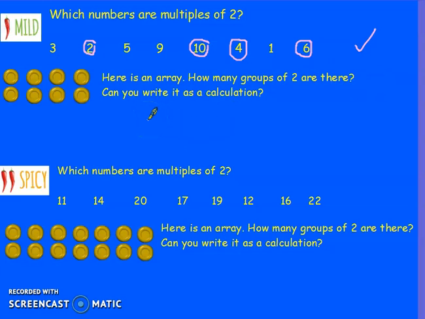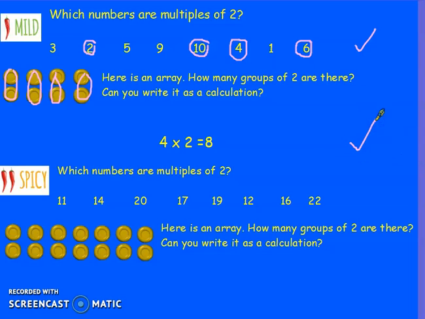Let's have a look at the array. How many groups of 2 are there? 1 group, 2 groups, 3 groups, 4 groups. There are 4 lots of 2. How many is that altogether? 2, 4, 6, 8. 4 times 2 equals 8. Well done if you got that right.